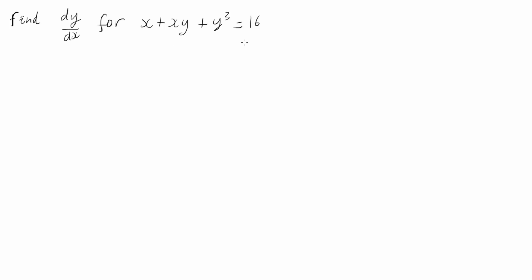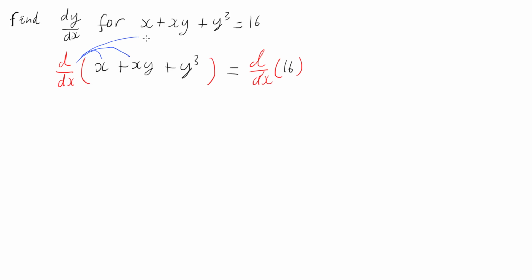And the first step of implicit differentiation is we're going to take the derivative d/dx of both sides of this equation. So we're going to have d/dx of (x plus xy plus y cubed) equals d/dx of 16. Now we need to look at the derivatives of both sides. To start off with the left-hand side, I'm going to multiply this d/dx onto each of the three terms, expanding this set of brackets.